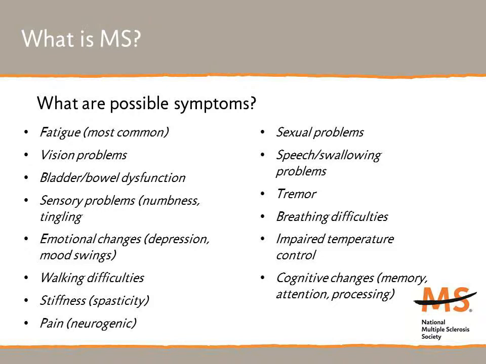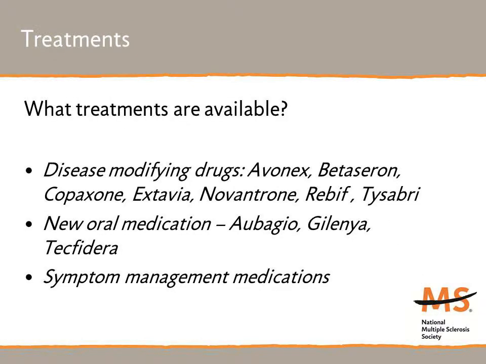Symptoms may be mild, such as numbness in the limbs, or severe, such as paralysis or loss of vision. The progress, severity, and specific symptoms of MS are unpredictable and vary from one person to another.